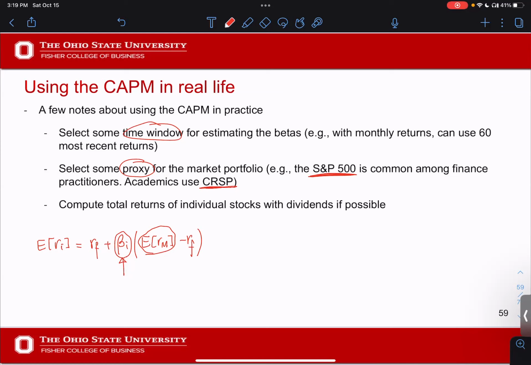So, but still, as I said, either CRSP or the S&P 500 are assuming the market portfolio is just the stock market. However, it's still different from the absolute definition in CAPM world. The market portfolio should be much wider.